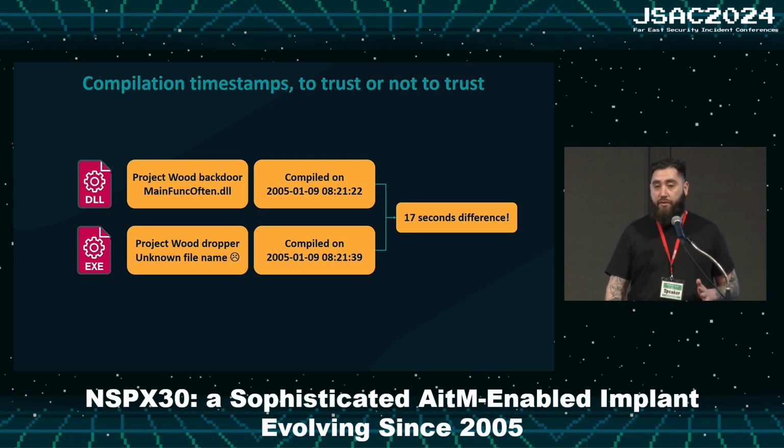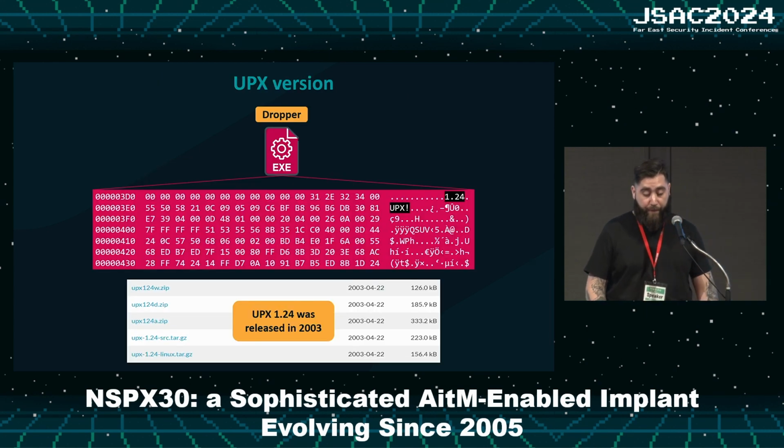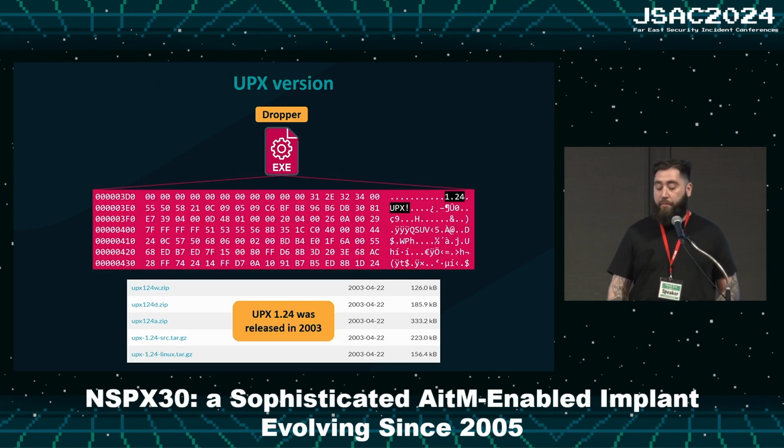While this seems consistent, timestamps can be faked by the attackers, so therefore we look at other data points. The dropper was compressed with the popular UPX tool, and the tool inserts its version in the new binary during compression. So by looking at the version, we found that UPX 1.24 was released in 2003, before the compilation of the sample.